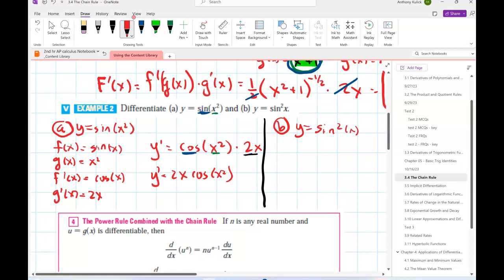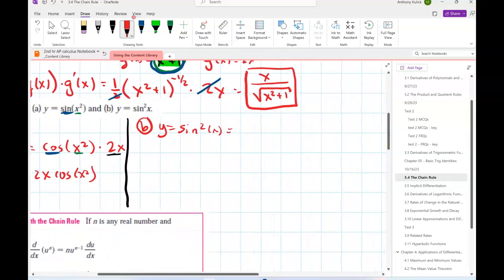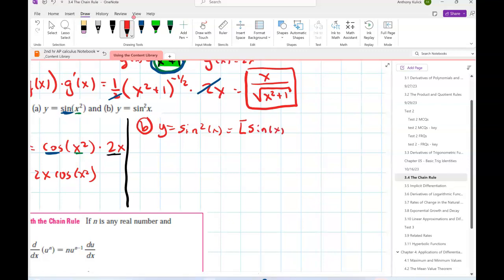Okay, so the next one is y equals sine squared of x. How is this different than y equals sine of x squared? Yeah, sine squared of x really means this, right? We just don't write the brackets and we just put the squared on the sine, really saving us keystrokes, right? It just keeps everything from getting too messy.